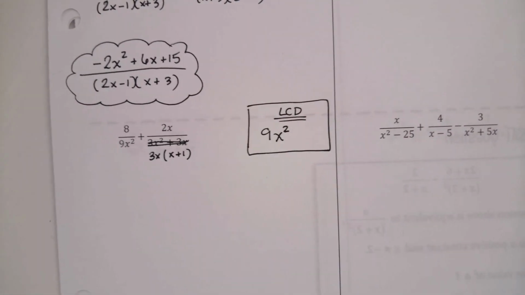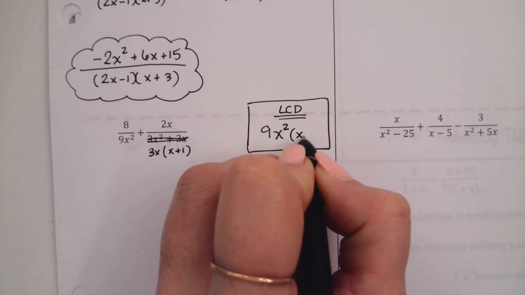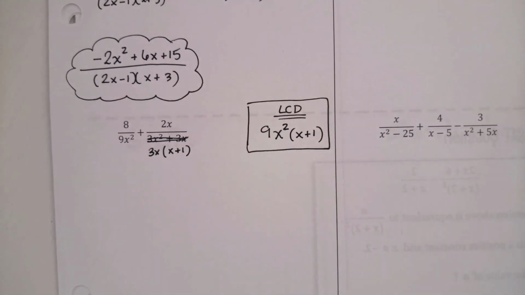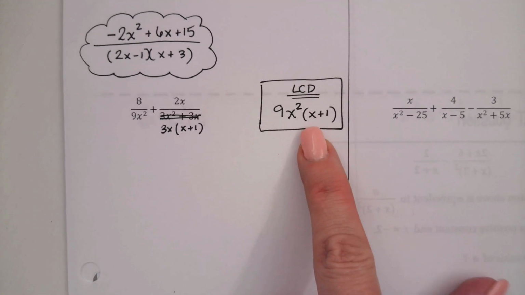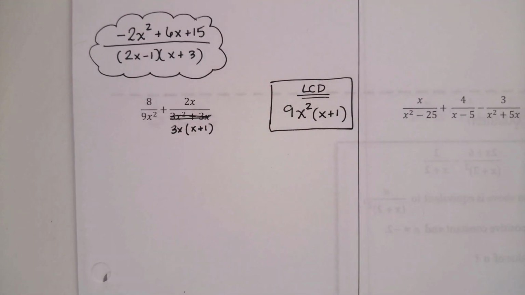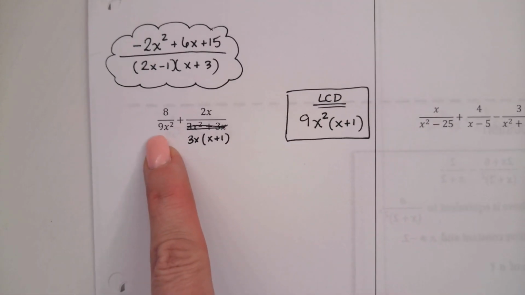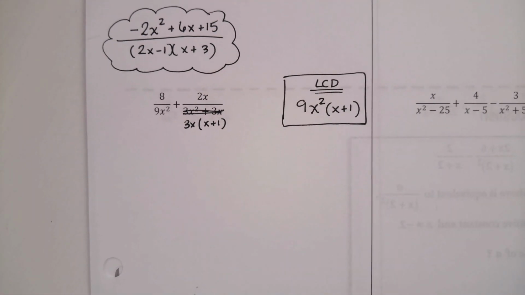Okay, and then I have one more factor that shows up. What is that one more factor? X plus 1. That also needs to go on my LCD because we need every factor that shows up in a denominator. So I have my LCD so I can build out my common denominators now. The first fraction already has a 9x squared, so what does it need? X plus 1.